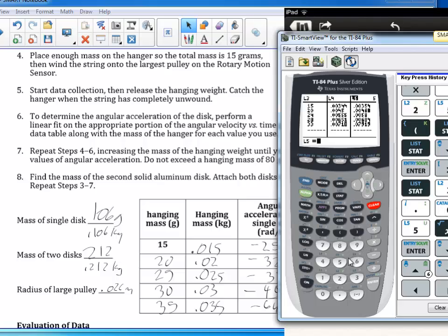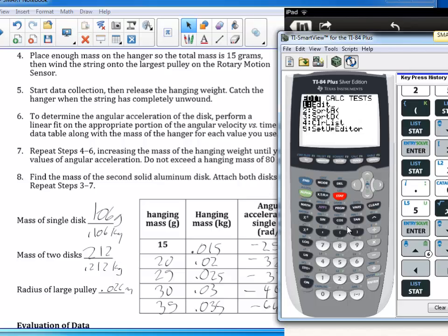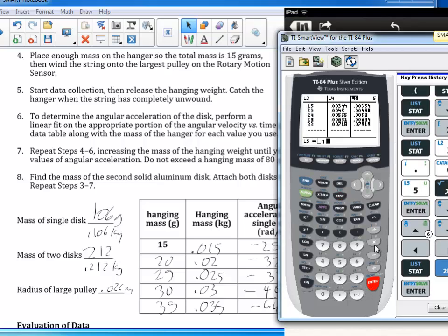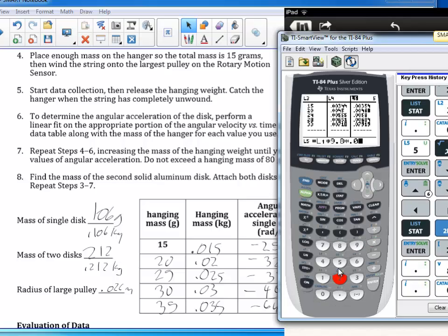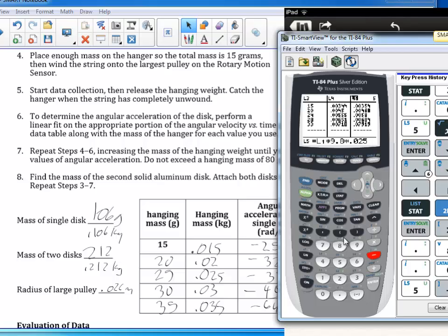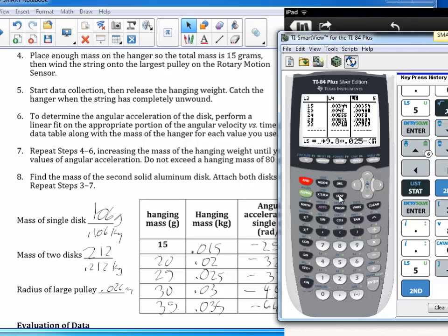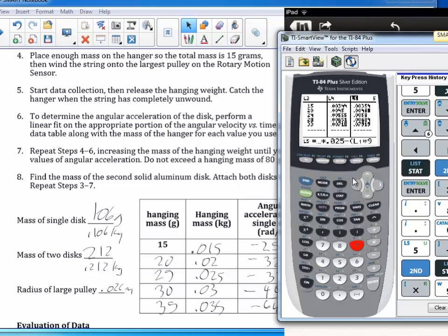M G R, so M is second list, L1, times 9.8 times 0.025 minus, parenthesis, M, which is still second list L1, times, not G, M alpha times alpha, which this time is going to be in L3 because it's our other angular acceleration.